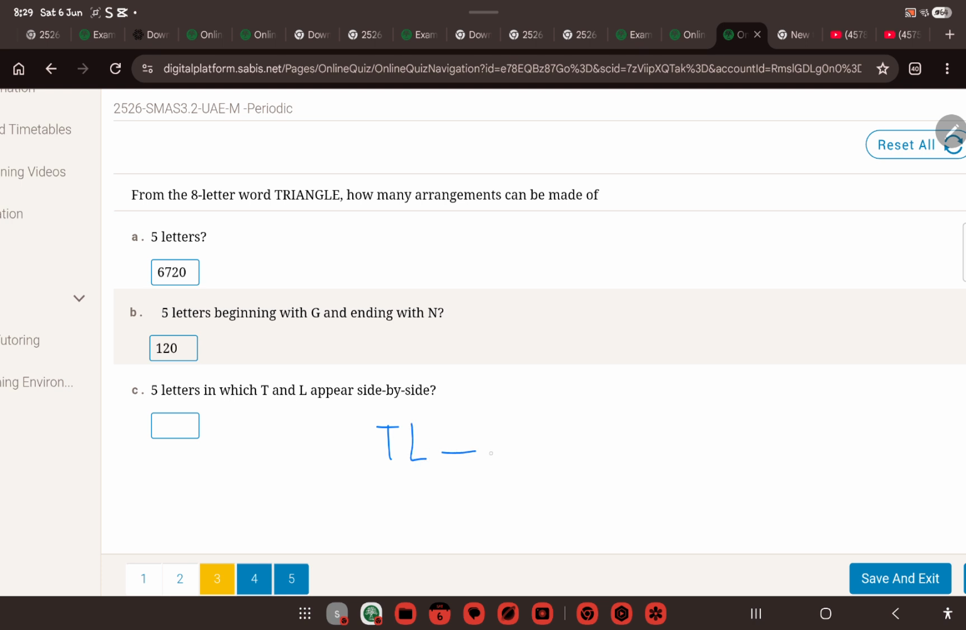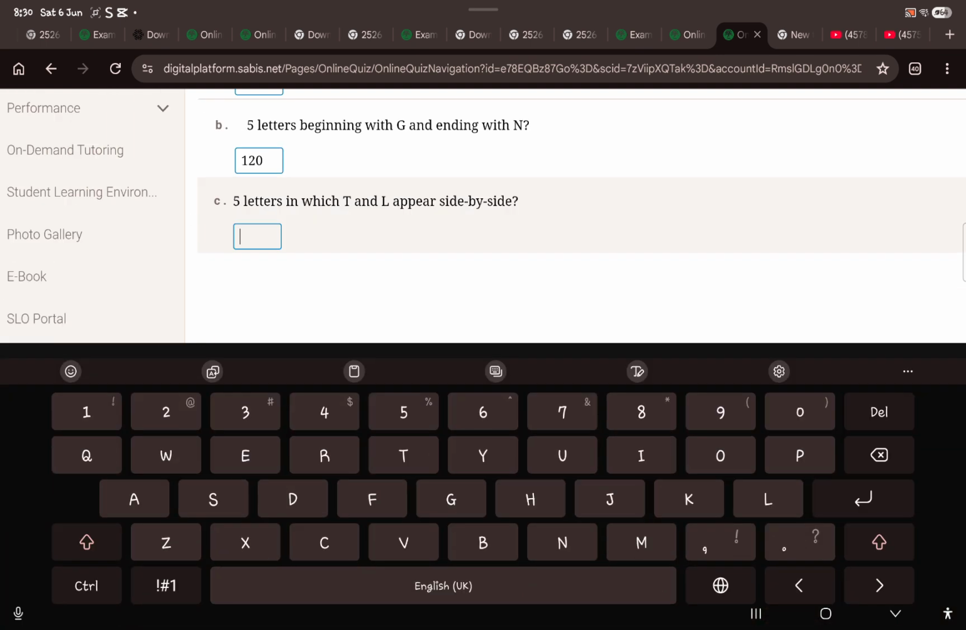Here they want 5 letters in which T and L appear side by side. T, L, 1, 2, 3, 4, 5. These two are fixed, so it becomes 6 permutation 3 times 2, since T and L can be switched, times the position. It can also be in different positions, so it can be 1, 2, 3. I usually do this so I can see 3 circles and I add 1, so 1, 2, 3 and 4, so I times 4. So I do 6 permutation 3 times 2 times 4, you should get 960.